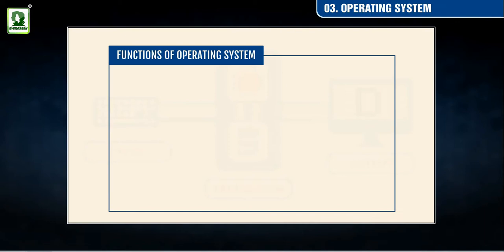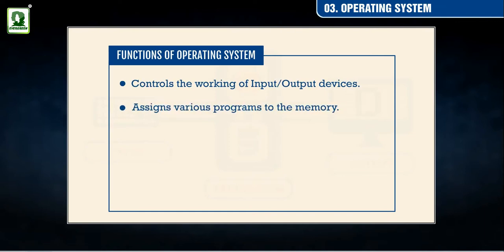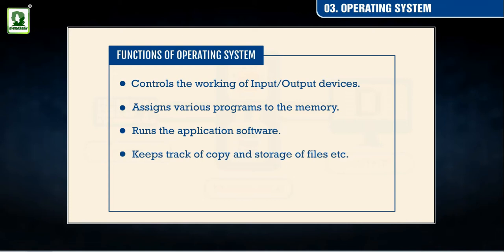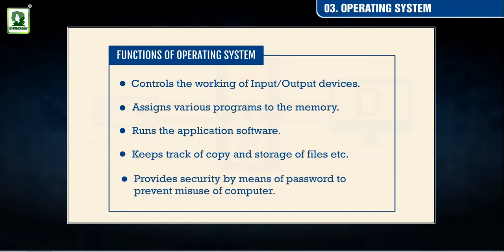Functions of operating system: controls the working of input and output devices, assigns various programs to the memory, runs the application software, keeps track of copy and storage of files, etc. Provides security by means of password to prevent misuse of computer.